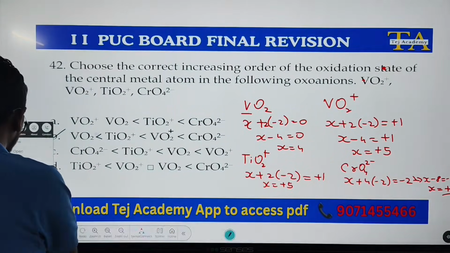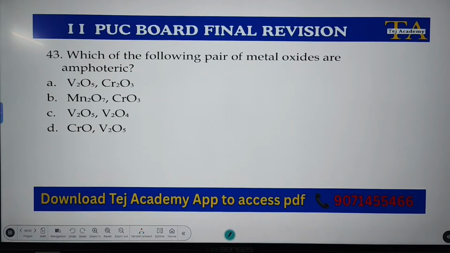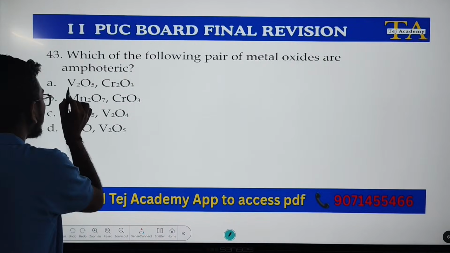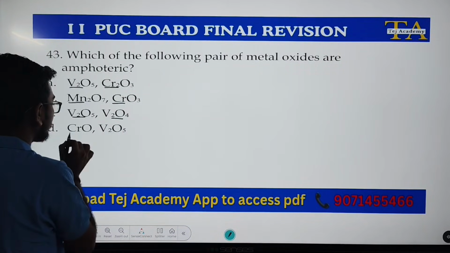Okay. Then next question. Which of the following pairs of metal oxides are amphoteric? So just now we studied that amphoteric means which will show both acidic and basic character. Among these, which metal or which element has a moderate oxidation state? Check.